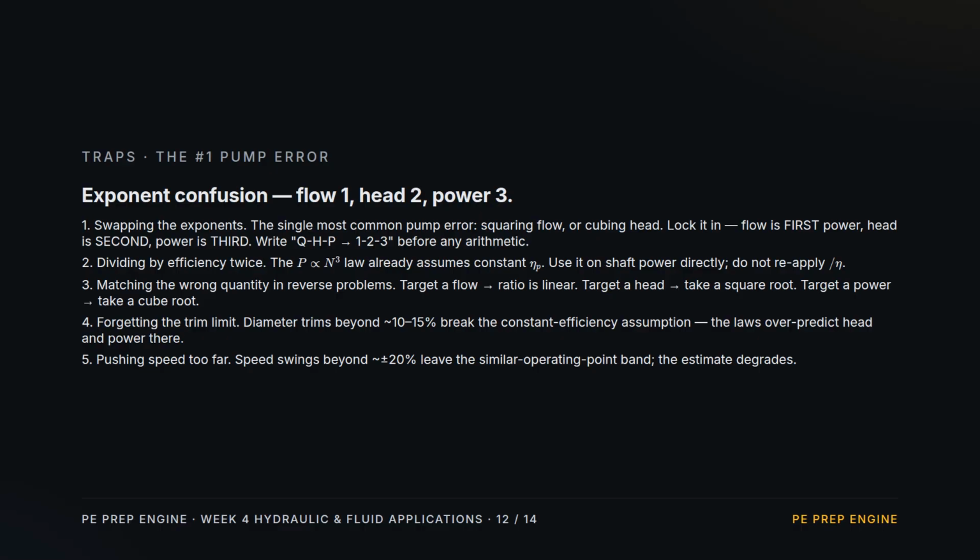4. Forgetting the trim limit. Trims beyond 10 to 15% break the constant efficiency assumption. 5. Pushing speed beyond about 20% leaves the similar operating point band, and the estimate degrades.